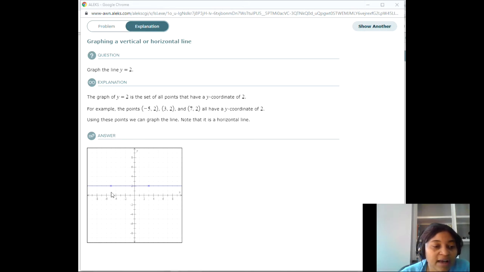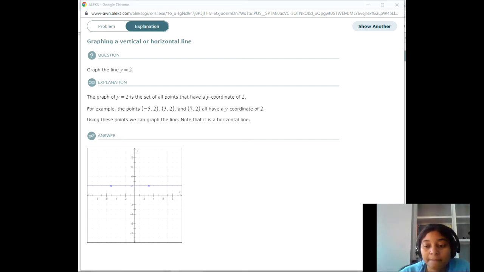And then they said 3 and 2, so they went over positive 3, up 2. They also could have gone over 7, up 2. They could have chosen any of the points on the x coordinate, and any other points with that y coordinate could have been examples of points that you could have used. Okay, let's move on to the next problem.